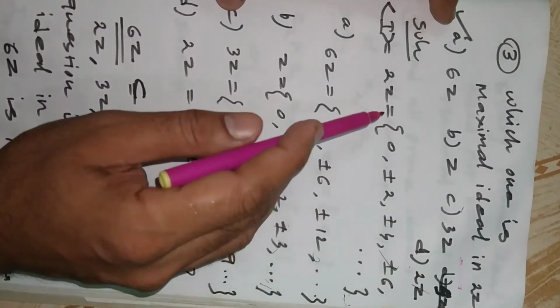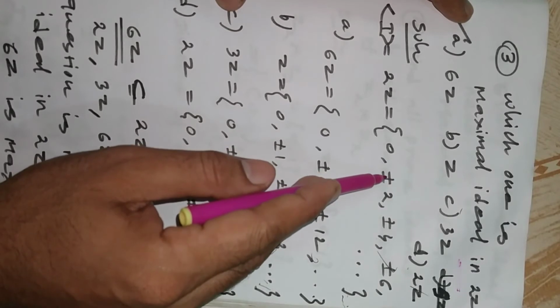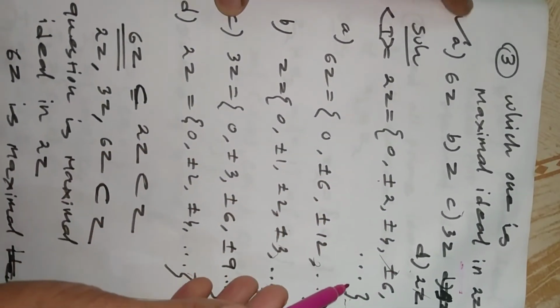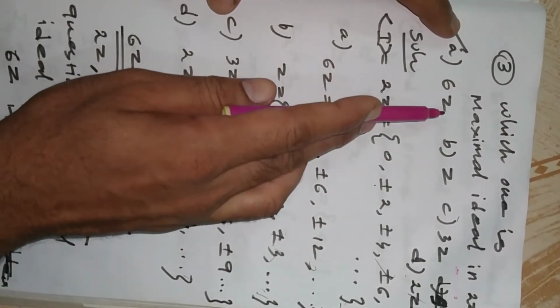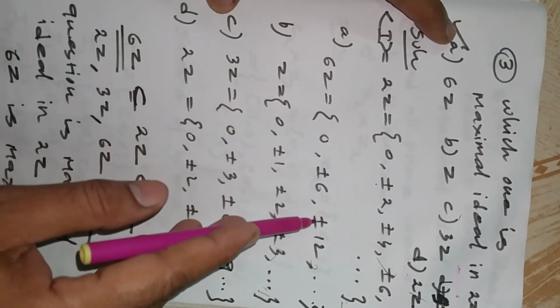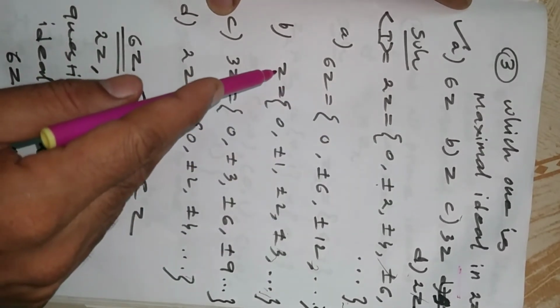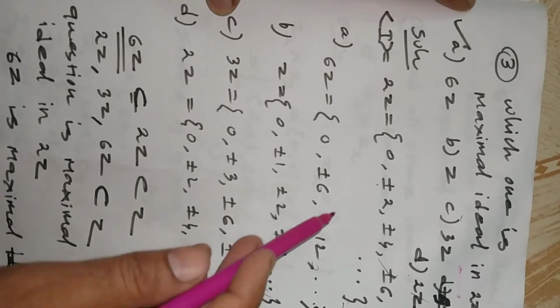So what about the 2Z? We know very well what 2Z is: 0, plus or minus 2, plus or minus 4, plus or minus 6 and so on. Well known, this one. First I take this option, 6Z. So what about the 6Z? 0, plus or minus 6, plus or minus 12 and so on. What about the Z? That is the integer set: 0, plus or minus 1, plus or minus 2, plus or minus 3 and so on.